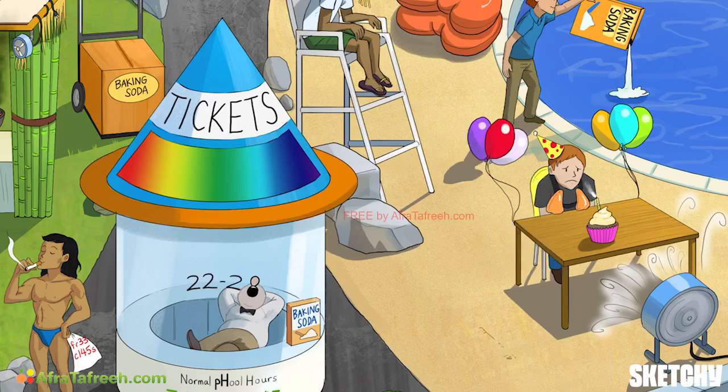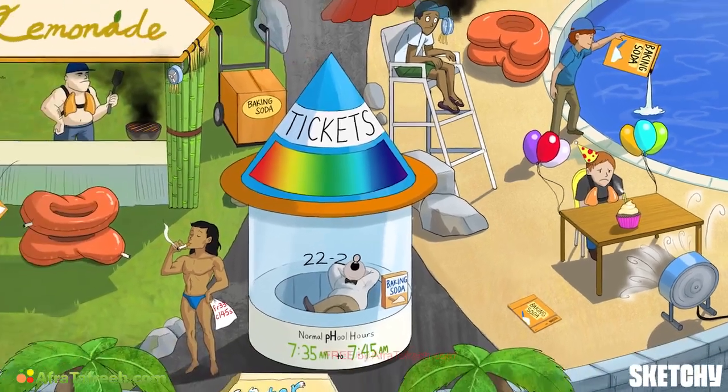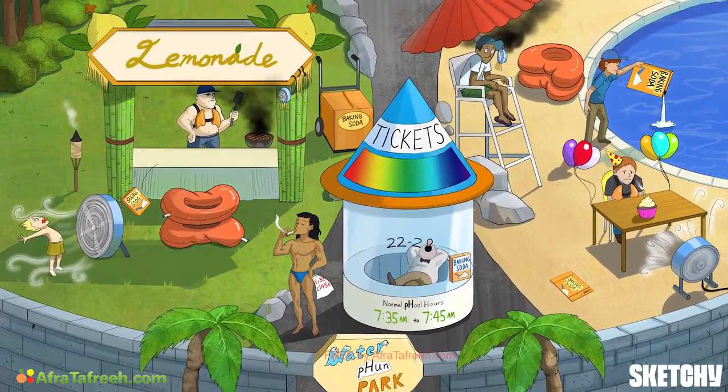Sorry, kid. Well, to make up for that, the body gets rid of bicarbonate by decreasing renal reabsorption of it, or increases its excretion, leading to a lower blood pH. Decreased bicarb is symbolized here by this flattened, discarded box of baking soda. And basically, that does it for acid-base disorder basics.